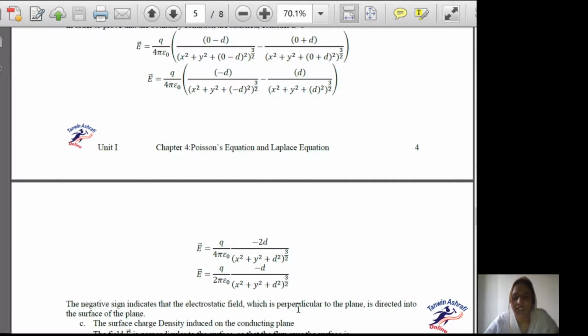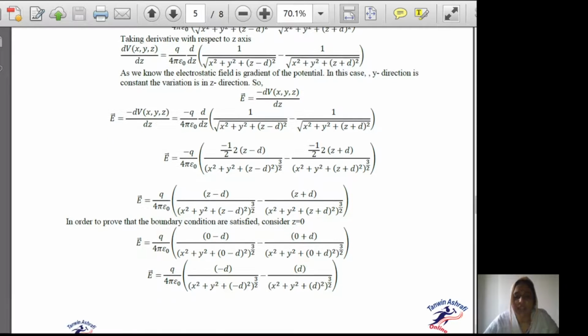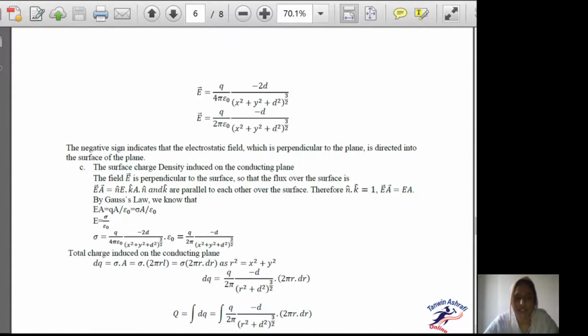Now, surface charge density is the next term. Once we know the electric field, it is very easy to find the surface charge density. As per Gauss law, we know that for a conducting plane the field is sigma divided by 2 epsilon for a single plate. Therefore, we will find sigma as Q by 4 pi epsilon naught, minus 2d divided by (x square plus y square plus d square) raised to 3 by 2, which results into this.